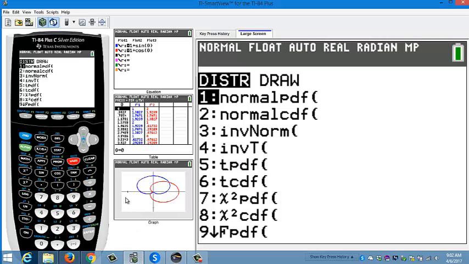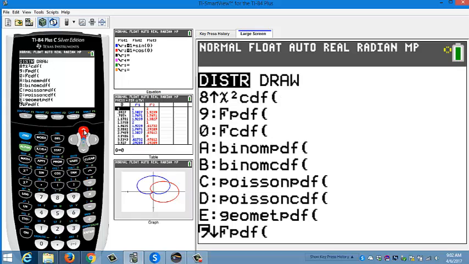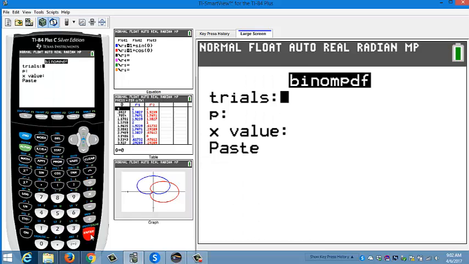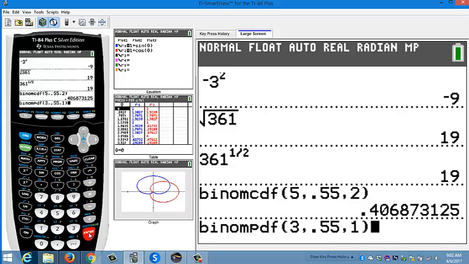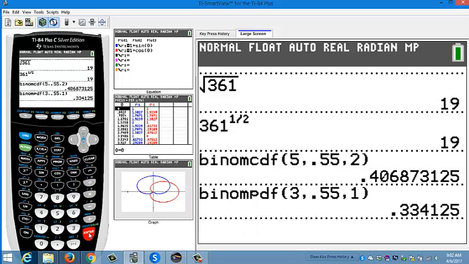So let's see. How would I do 1? I would do binomial PDF, let's say. And this was the best of 3 series, right? 3, 0.55. And then what's the x value? I said 1, right? Okay, let me paste that in and see what I get. 33%, okay.